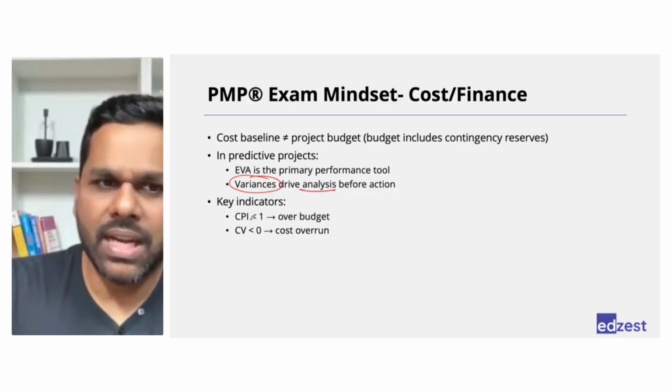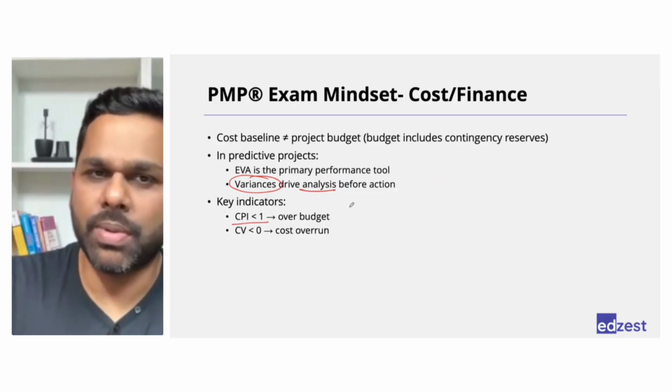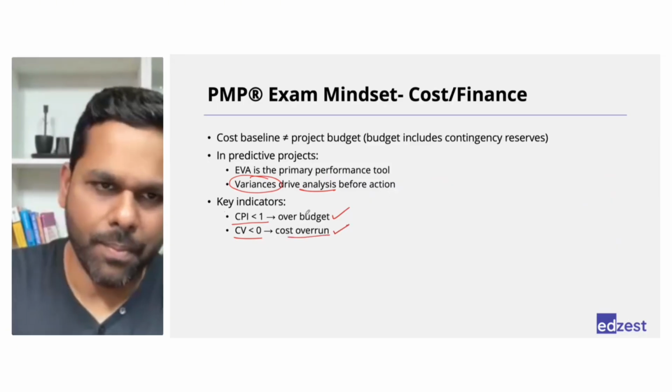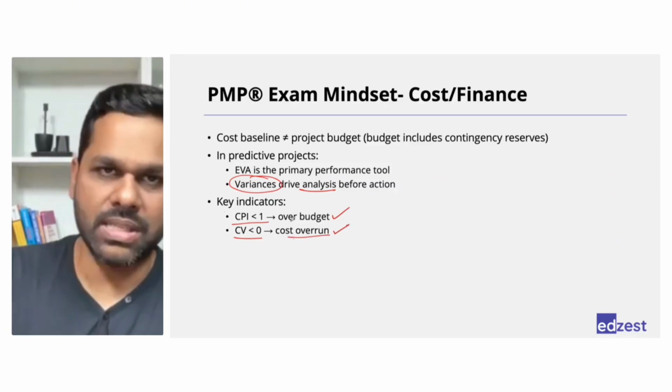Right? Key indicators, CPI less than 1 means over budget. CV less than 0 means again over budget, which is called cost overrun. Means the same thing. Over budget and cost overrun means the same thing.